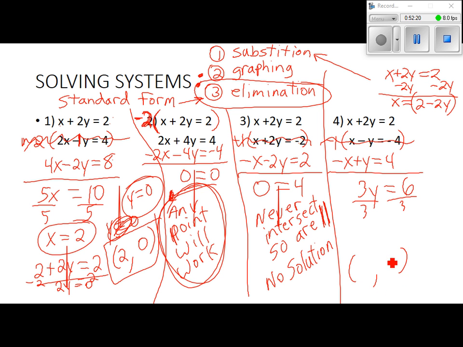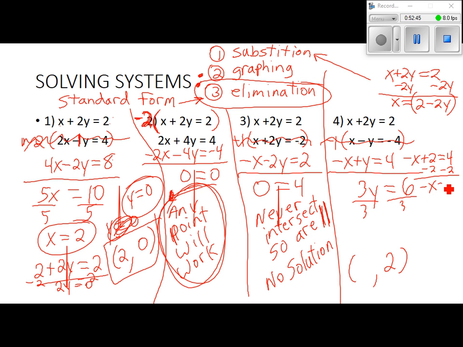So if I'm writing my point down here as my answer, where's that 2 go? The second one. Put a 2 there. Once I know y is 2, what am I going to do? Punch 2 into y. Put 2 in for one of them. I'm going to put it into this one. So you got negative x plus 2 equals 4. What do you do to solve that? Subtract 2.